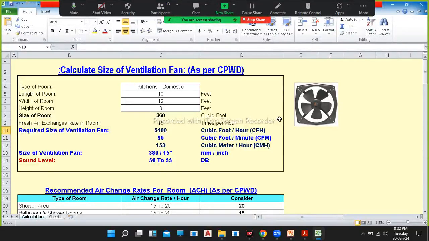The atmospheric pressure from the hall or any other rooms will start entering inside that room. Then obviously the positive and negative pressure will get balanced.